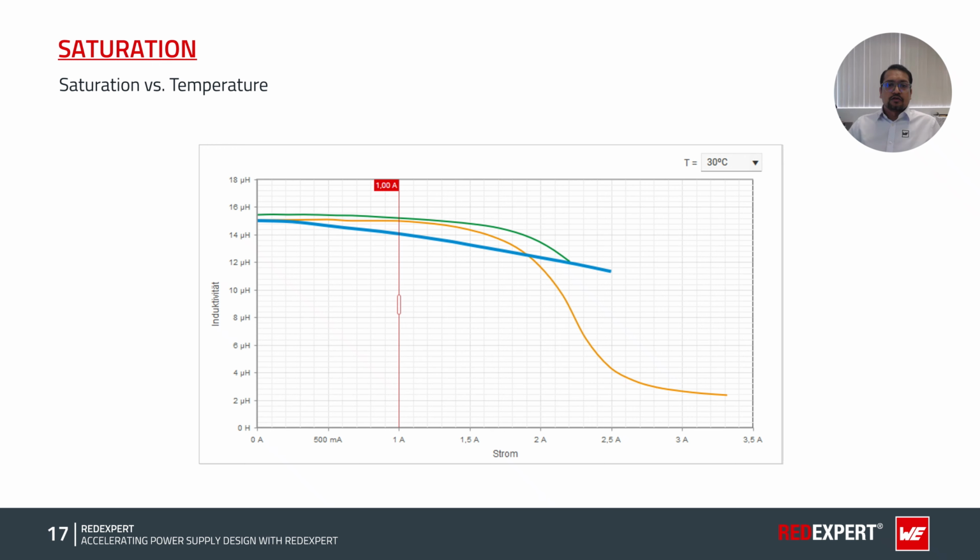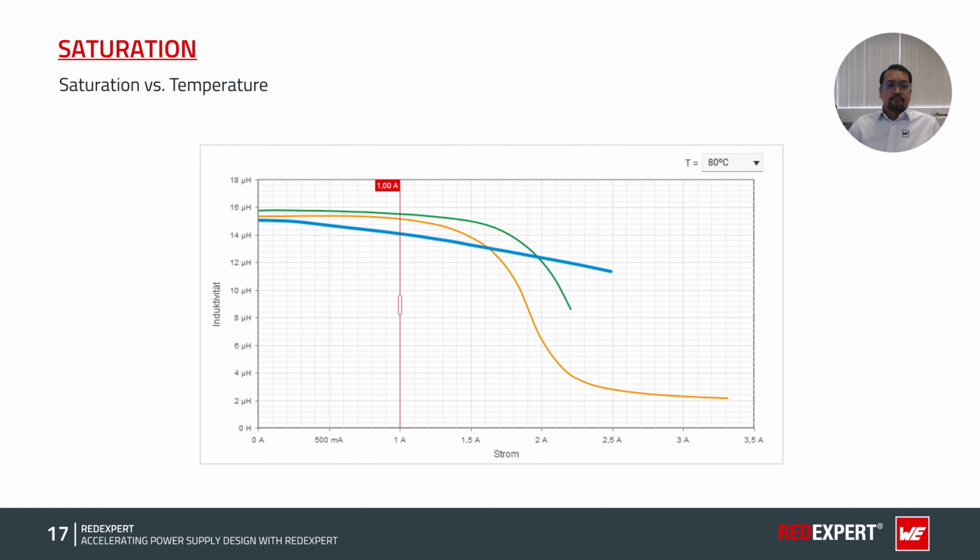Because when you design only based on room temperature datasheet values, that can lead to inaccurate assumptions about real world performance. So what do we recommend here? We recommend that you use REDEXPERT, which enables you to visualize inductance versus current curves at user defined temperatures. And this allows you to evaluate how the component behaves across your full operating temperature range and confirm that it remains within the safe limits. This is a critical validation step that is often overlooked but can significantly improve design reliability.